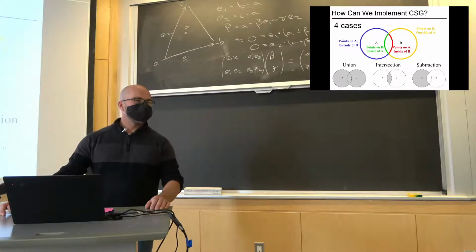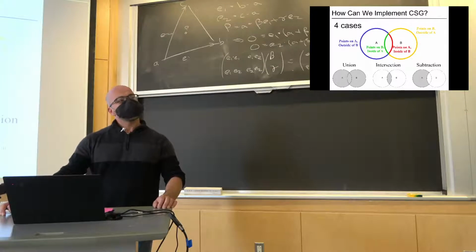Yeah, what do we think? Couldn't you do the same thing we do in ray tracing for a sphere, but you just use if statements, where you define functions for union, intersection, subtraction, and figure out the distances?